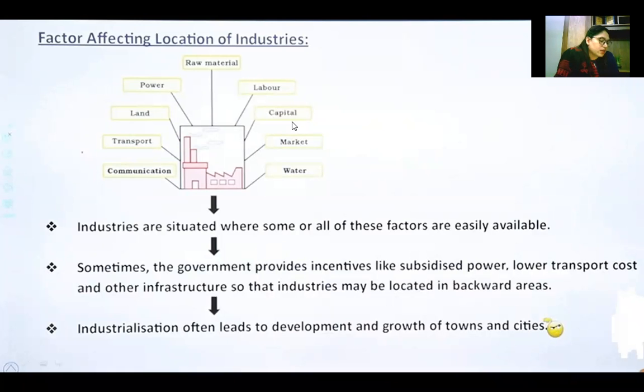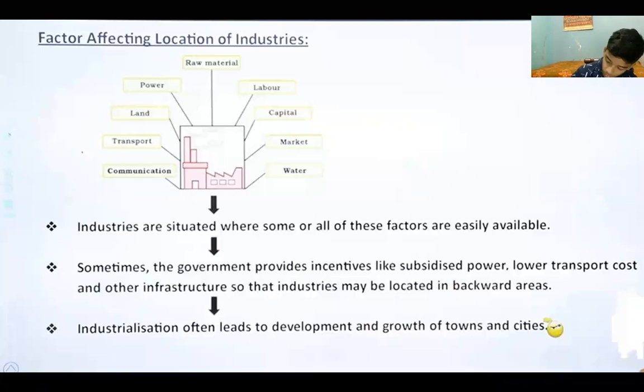Okay. Then next is capital. Obviously, capital. If I don't have money, I cannot even think of starting up any venture or any industry. Capital means money. So the person or any group thinking to set up the industry should be strong enough financially to take care of all the expenses in setting up the factory. Okay, that is called capital.